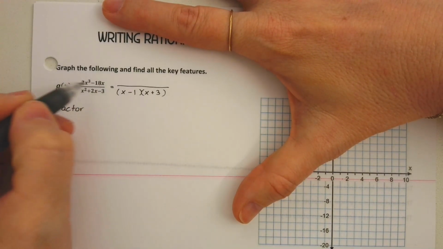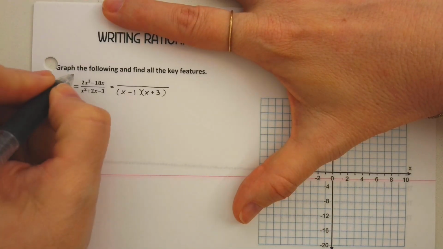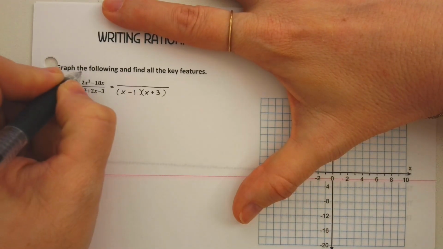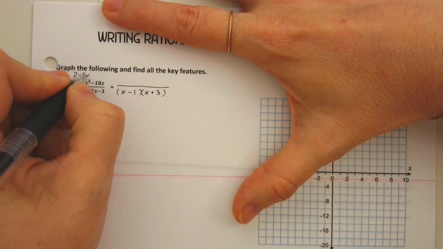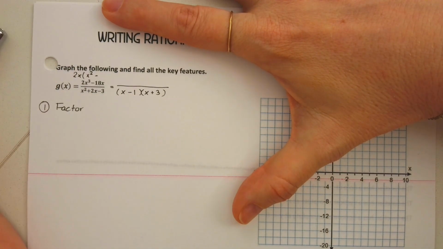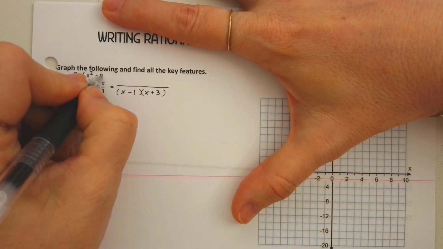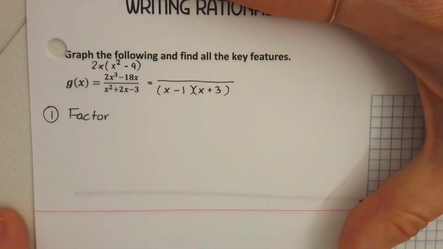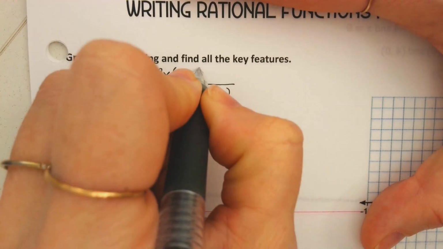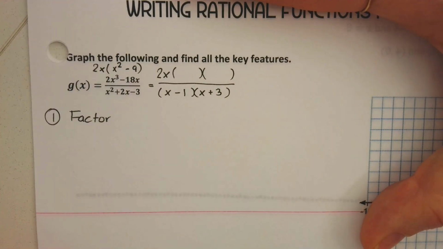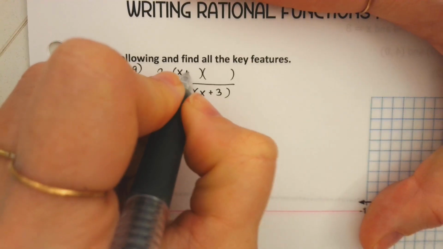Yes, take out a GCF. What is the GCF of that? 2x. If I take out a 2x, that would leave me with x squared minus 9. Okay. And then does it factor any more? Yes, it is a difference of squares. So I'll still have my 2x, and then what would that difference of squares be? Very good.